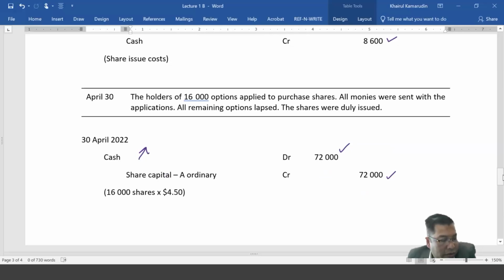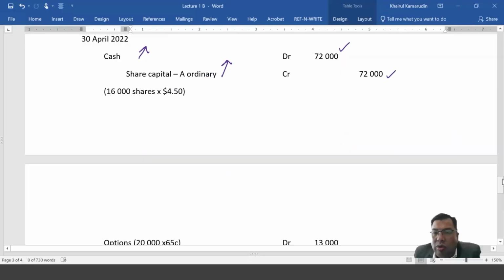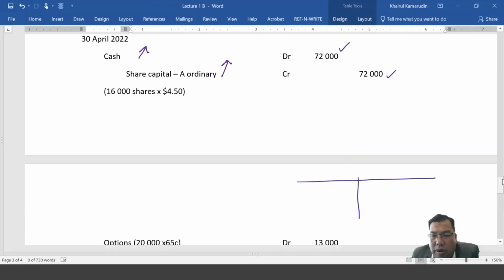and also an increase in share capital. So you must remember that you have here, before this, 13,000. How are we going to deal with the 13,000 in the option account? You're going to close your option account. So this is your option account, you have 13,000. So we need to close this one.